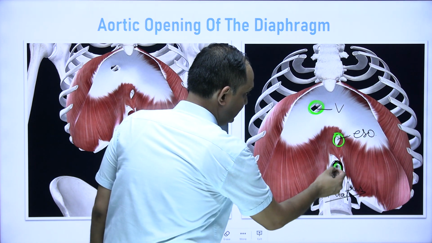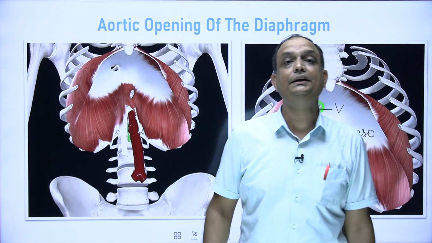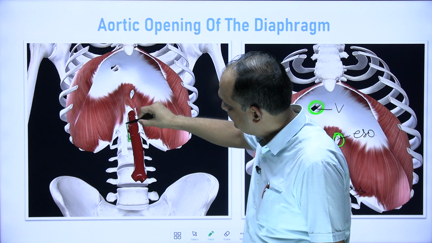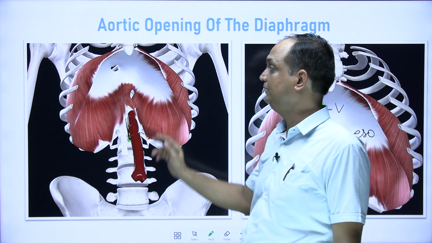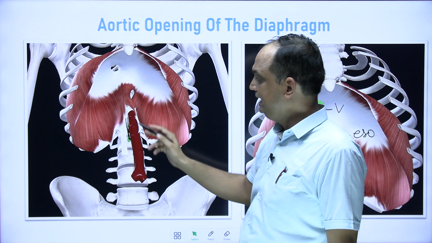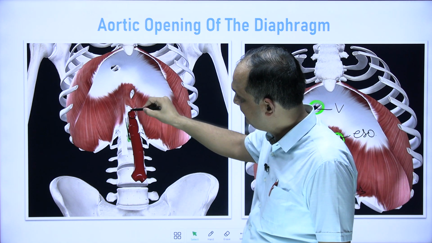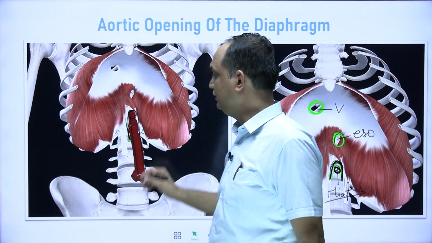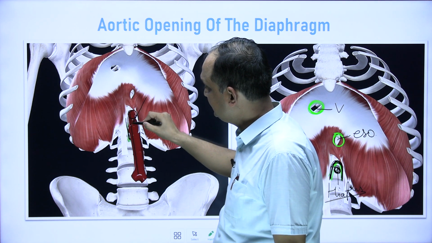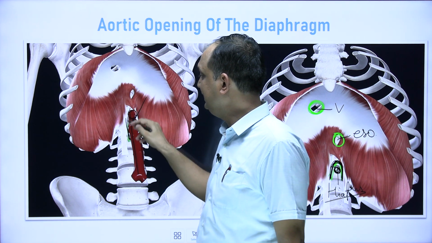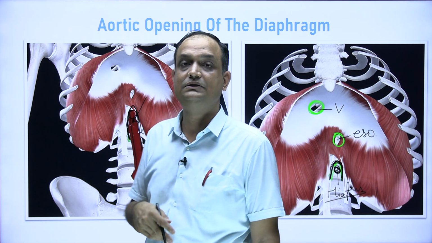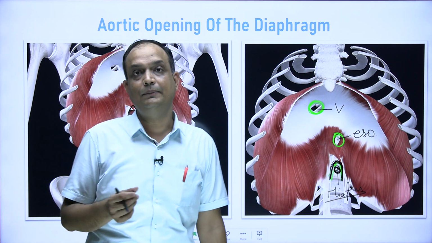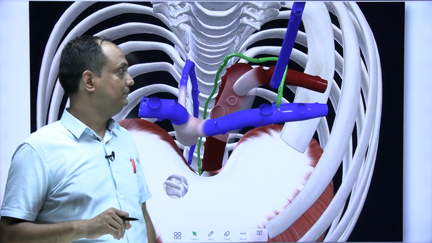Through this aortic hiatus, you have the entry of the thoracic duct. This is the thoracic duct, in green color, and this duct will enter from the abdomen into the thoracic cavity. Here you can see a very big structure coming out from this opening, that is the aorta. Because of the major entry of the aorta, this area is known as the aortic hiatus, which is actually a gap between the posterior margin of the median ligament of the diaphragm and the vertebral column.